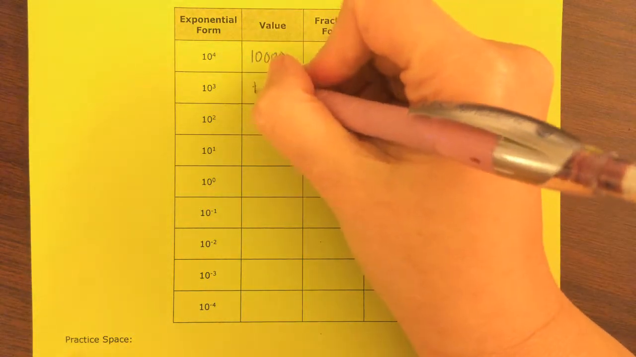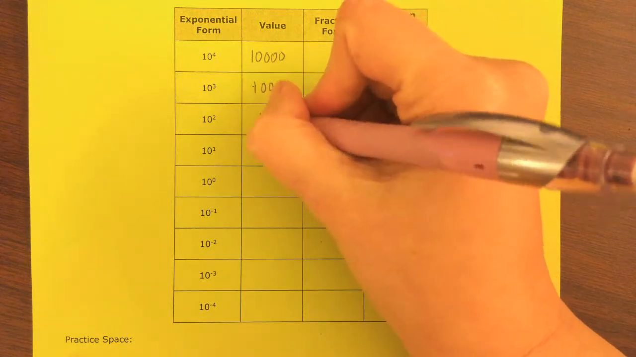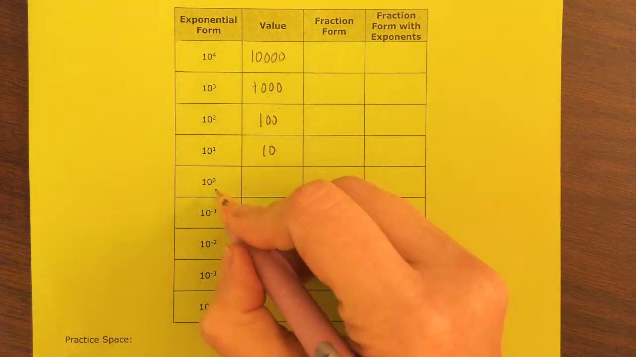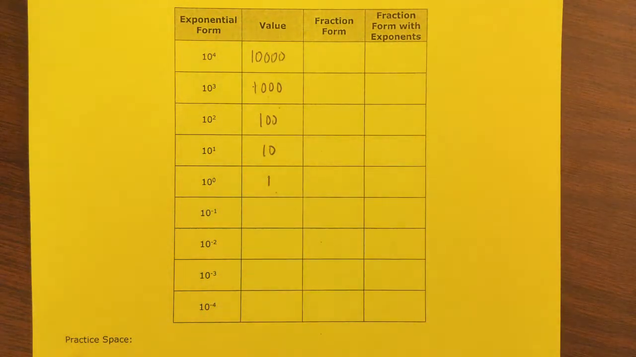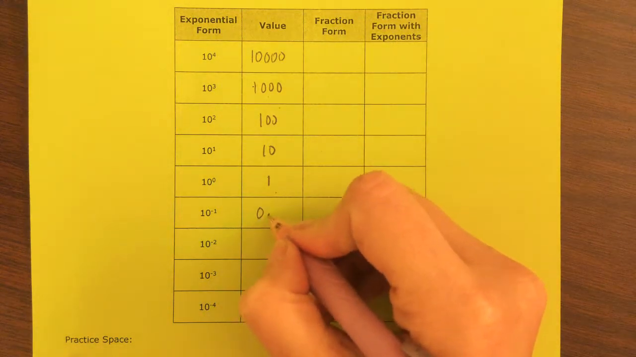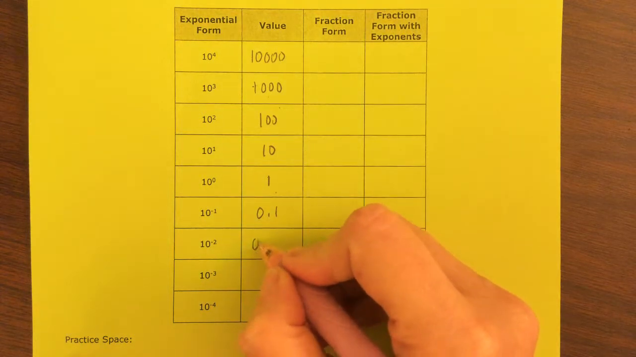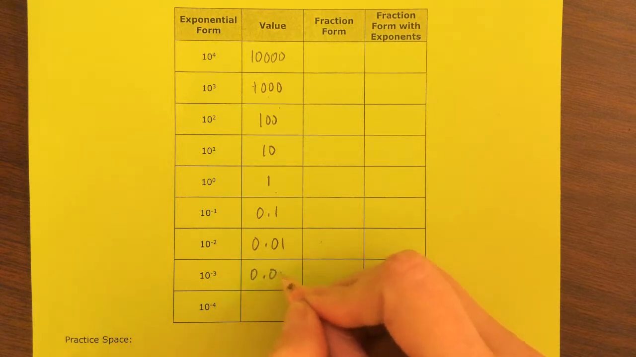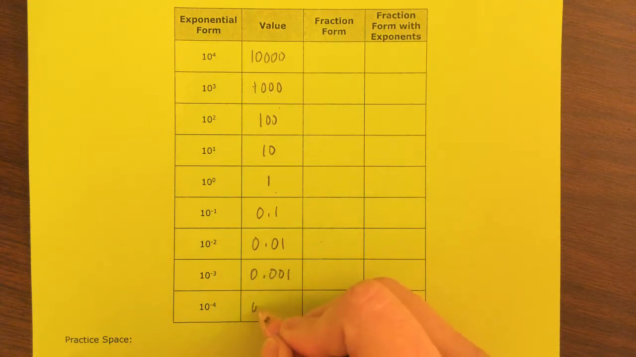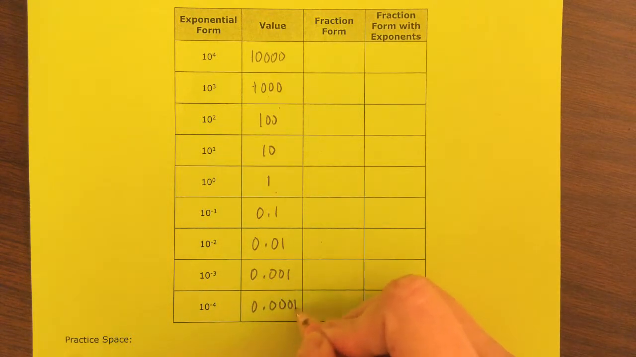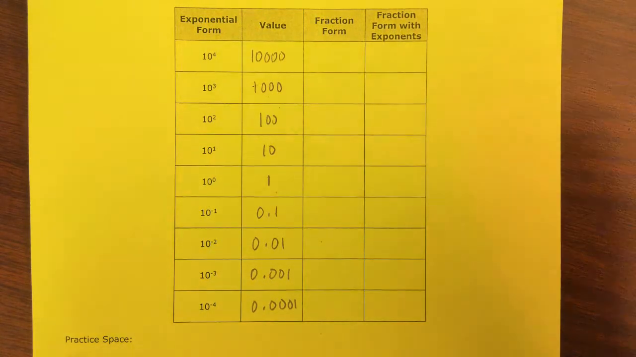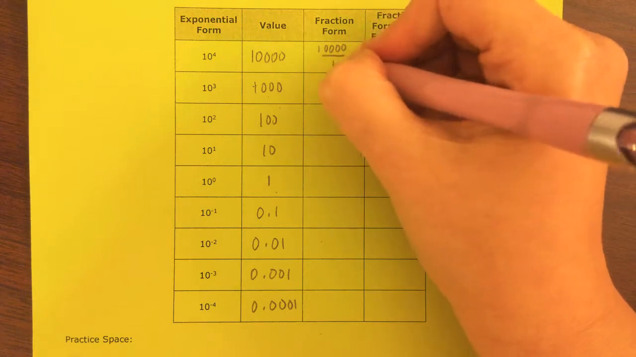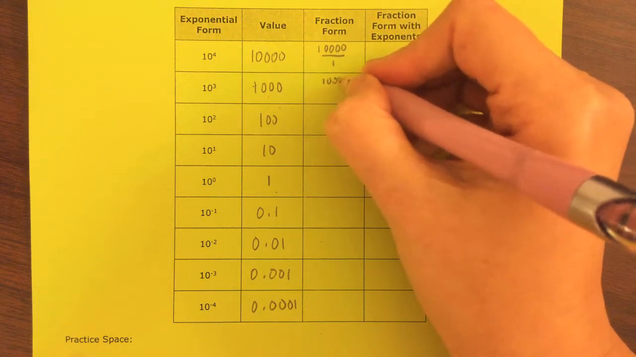10 to the 3rd is 1,000. 10 squared is 100. 10 to the 1st is 10. 10 to the 0, as we learned yesterday, is 1. 10 to the negative 1 is 0.1. 10 to the negative 2 is 0.01. 10 to the negative 3 is 0.001. And 10 to the negative 4 is 0.0001.